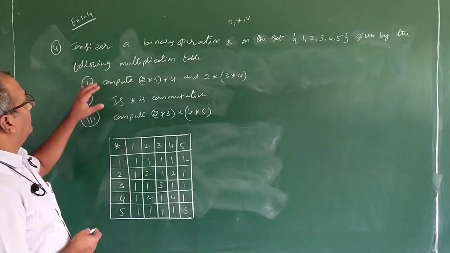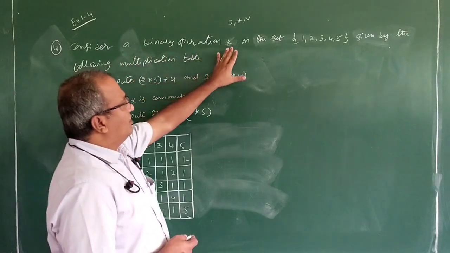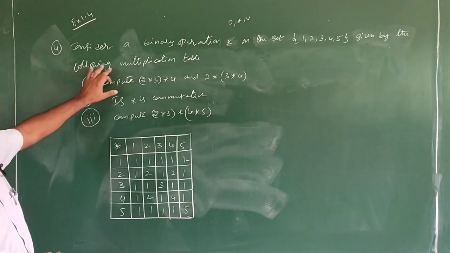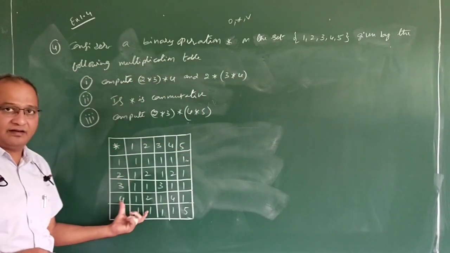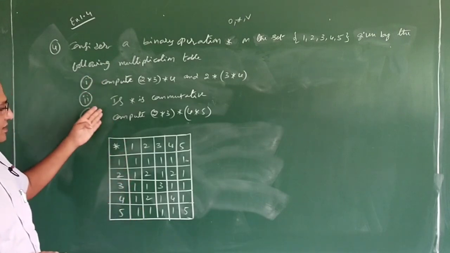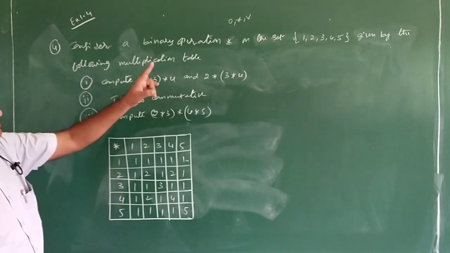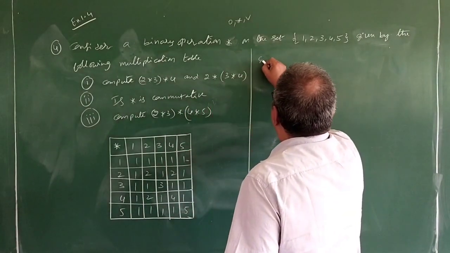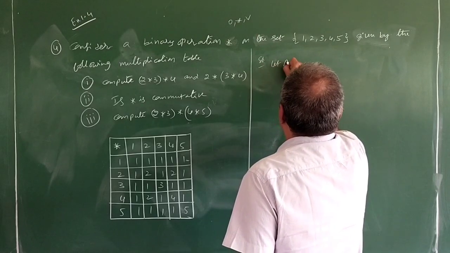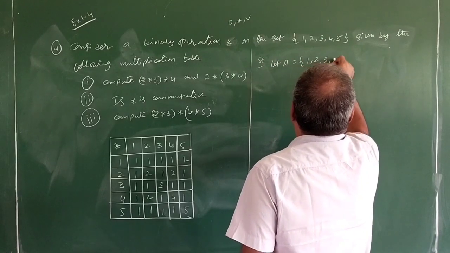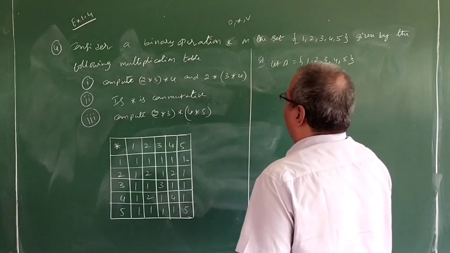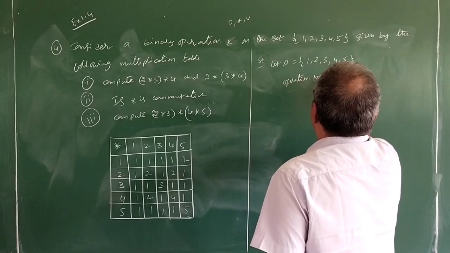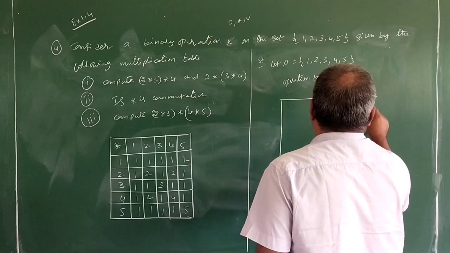See this problem 4. Consider a binary operation star on the set {1, 2, 3, 4, 5} given by the following multiplication table. This table is given. Now they are asking to find these three. So this is the operation table given on that set. While doing the problem, we have to write: solution, given, let A be equal to the set {1, 2, 3, 4, 5} and the operation table. So write the table once again.